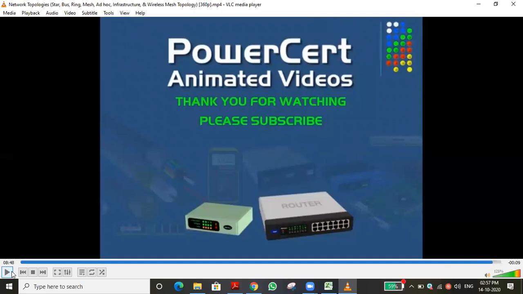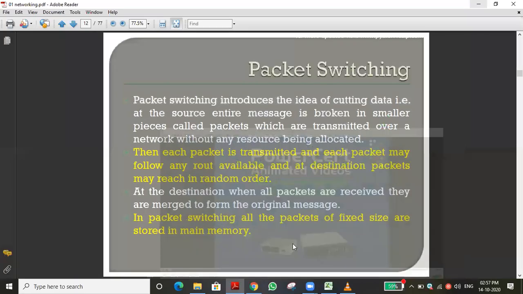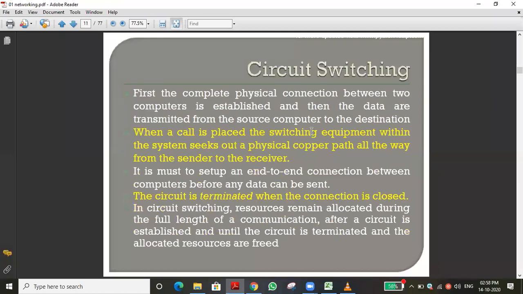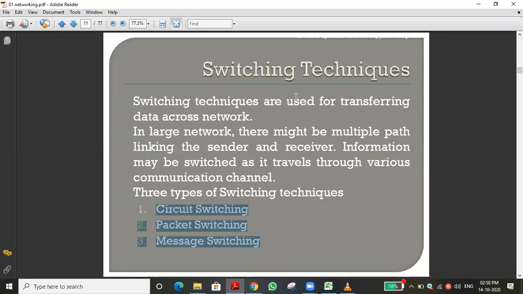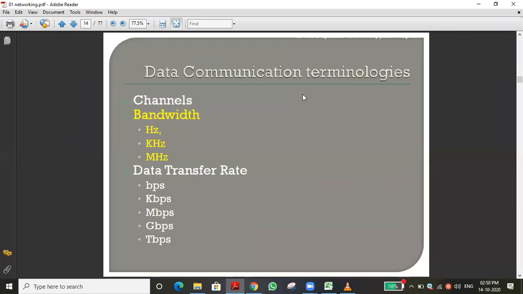Have you understood this one? Hello. Yes, sir. So a little bit you will come to know how we are connecting with the internet. So that concept we have learned. Okay. Tomorrow I will show some examples for circuit switching, message switching, and also packet switching. Then you will know the common terminologies, that is the data communication terms.